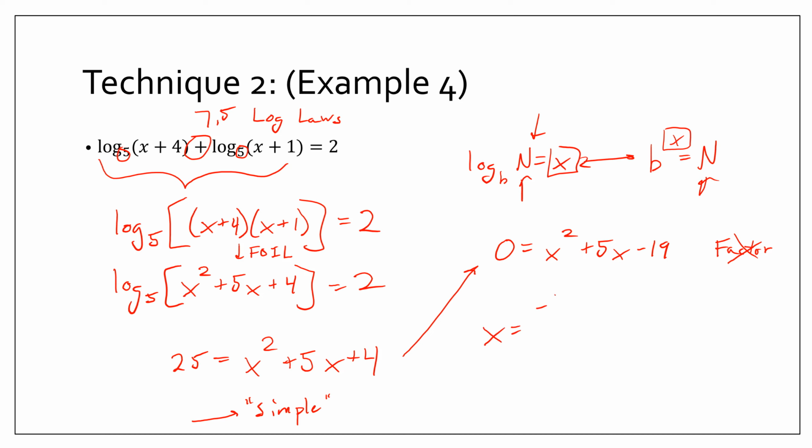X equals negative b plus or minus the square root of b squared minus 4ac all over 2a. You've memorized this because you know the song, and I told you it would keep showing up. So let's plug in some things. B is 5. B squared, so 5 squared. A would be 1. C would be negative 19. And then I have a 1 on the bottom as well.